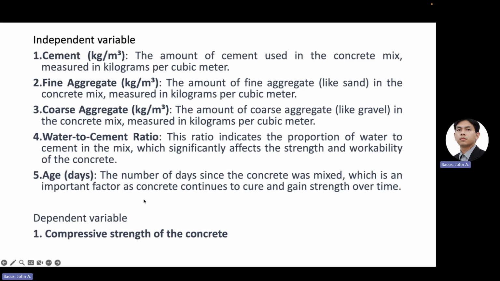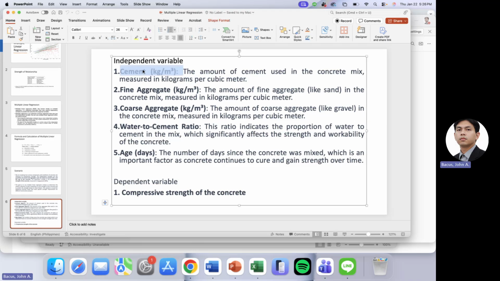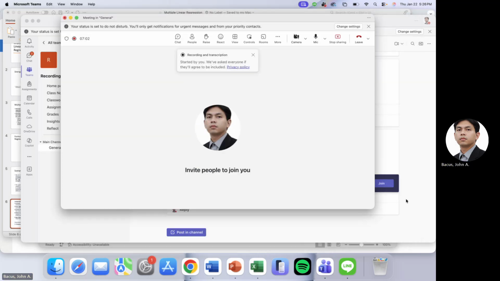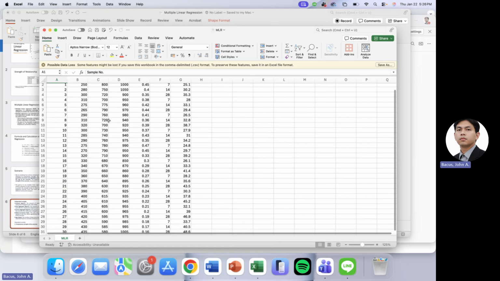So we have here independent variables such as the cement. We also have the fine aggregate, the coarse aggregate, the water-to-cement ratio, and age. We would want to know if there is a relationship first between these and the compressive strength of the concrete. So we have our data here. This is actually, again, simulated data.